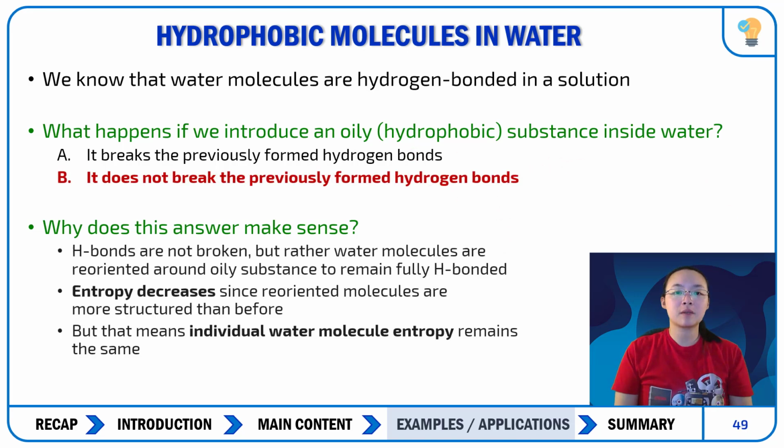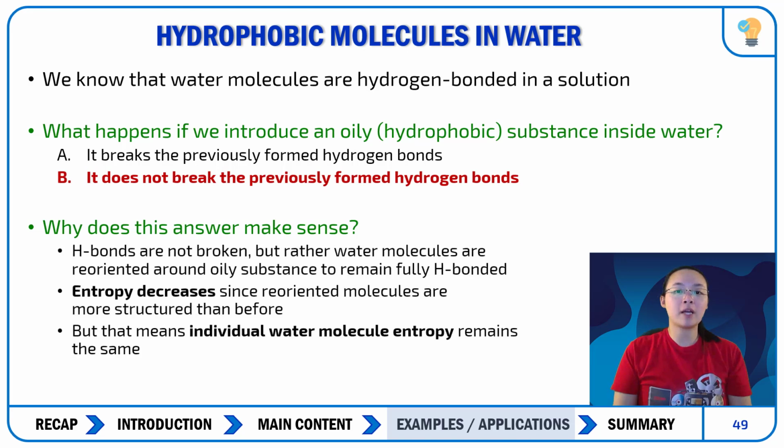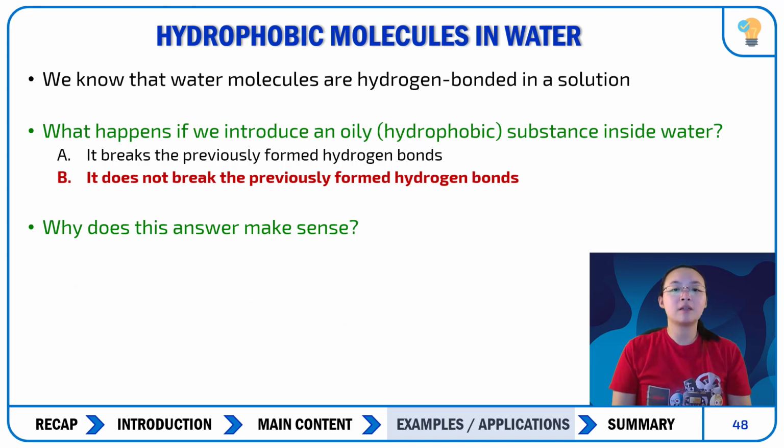So, it doesn't break any previously formed hydrogen bonds. And why? The answer actually is a bit confusing. You might have to read it a couple times over, just like I did before. If we think about entropy, it might make sense or not. These next few slides are going to take some time for everyone to wrap their heads around. So if things don't make sense, please discuss and ask questions.